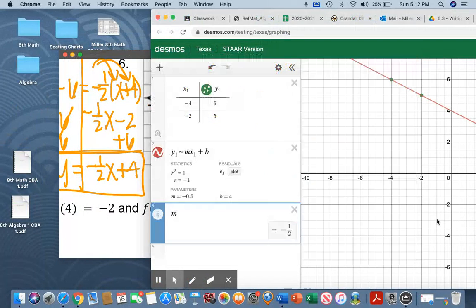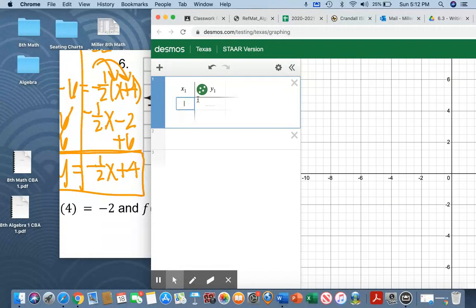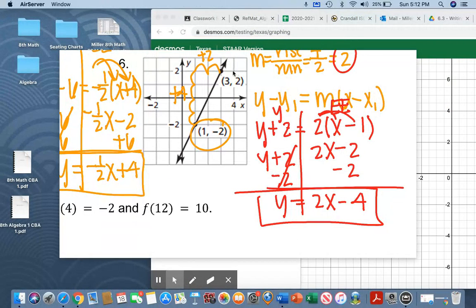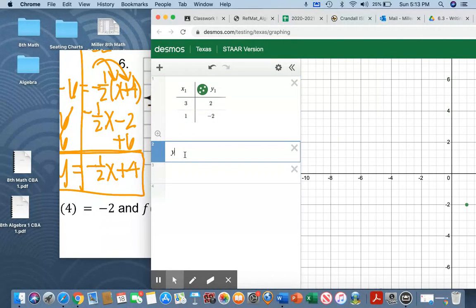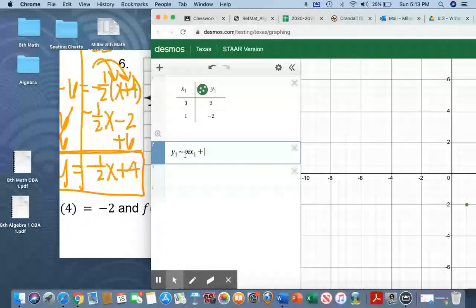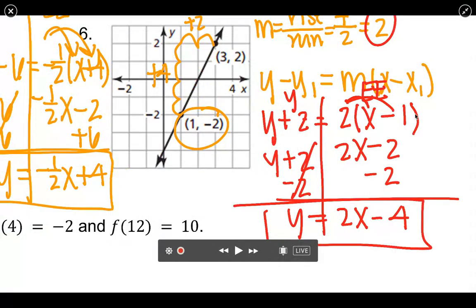If you go to Desmos, again, you hit your table button. I plug in the 2 points it gave me, 3, 2, and 1, negative 2. Underneath it, I'm going to type y1, squiggly, mx1 plus b. And down here, it gives me 2 and 4. So if I were to write my equation, it'd be y equals 2x minus 4, which is what we got over here.